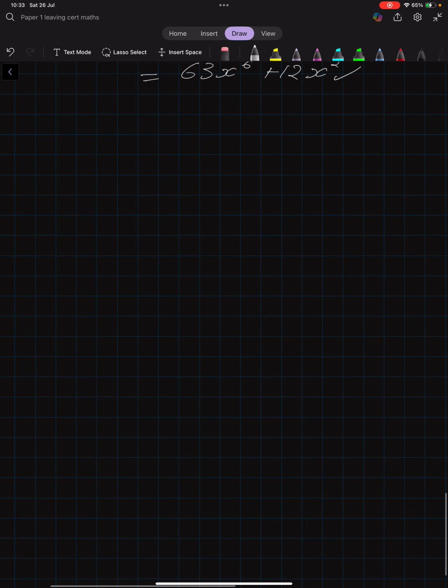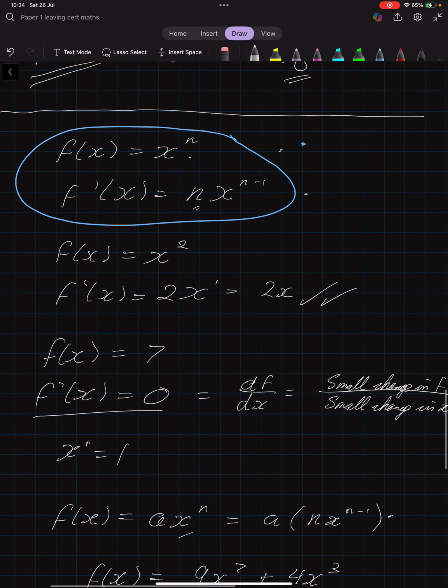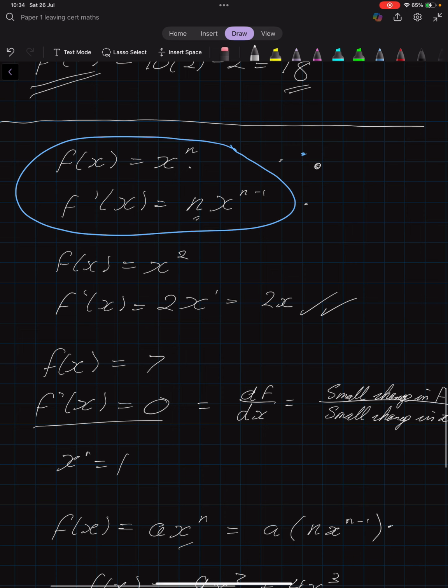Now another one, I'll do another one. If, let's say g of x is equal to root x minus root x cubed plus 1 over x squared. How do I differentiate this? Believe it or not, this is just the power rule. It's just this again. Okay?